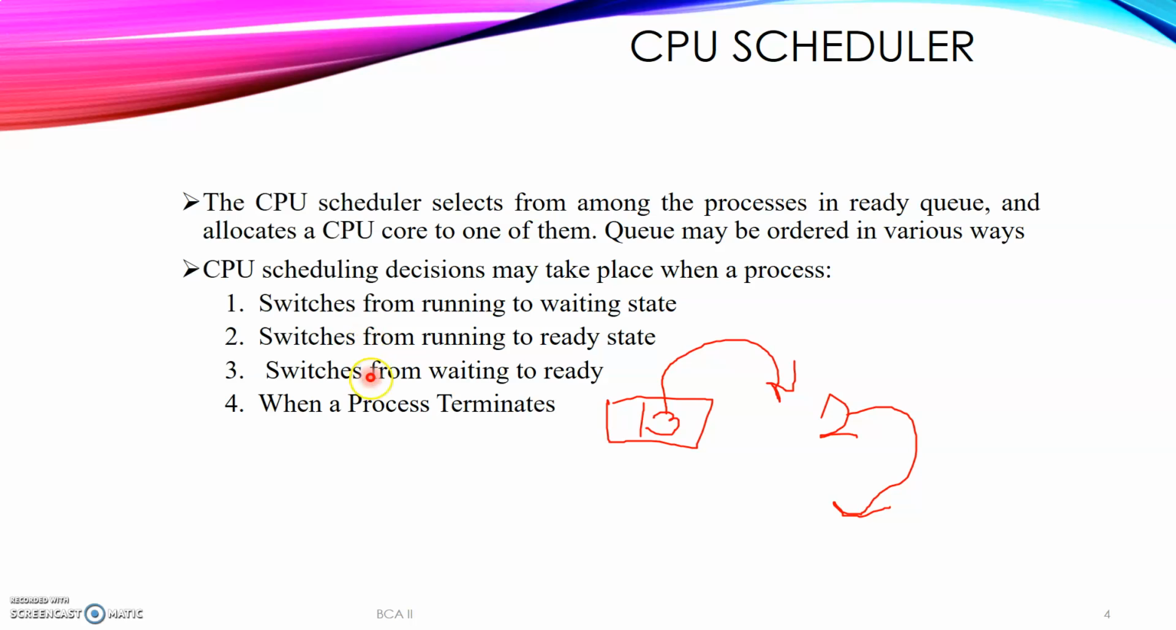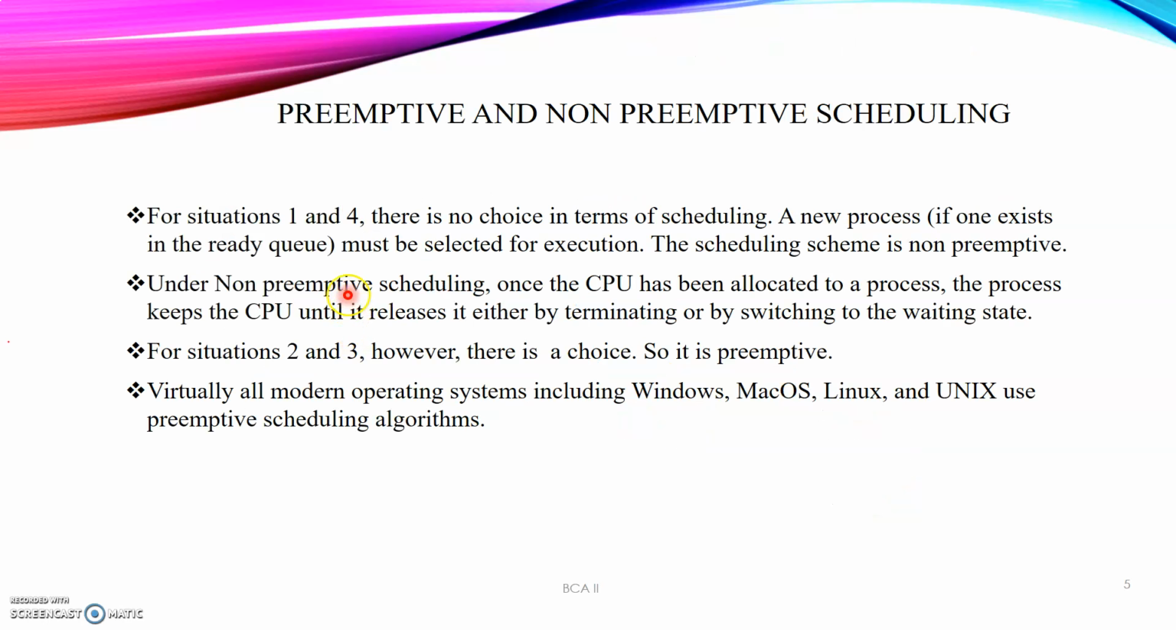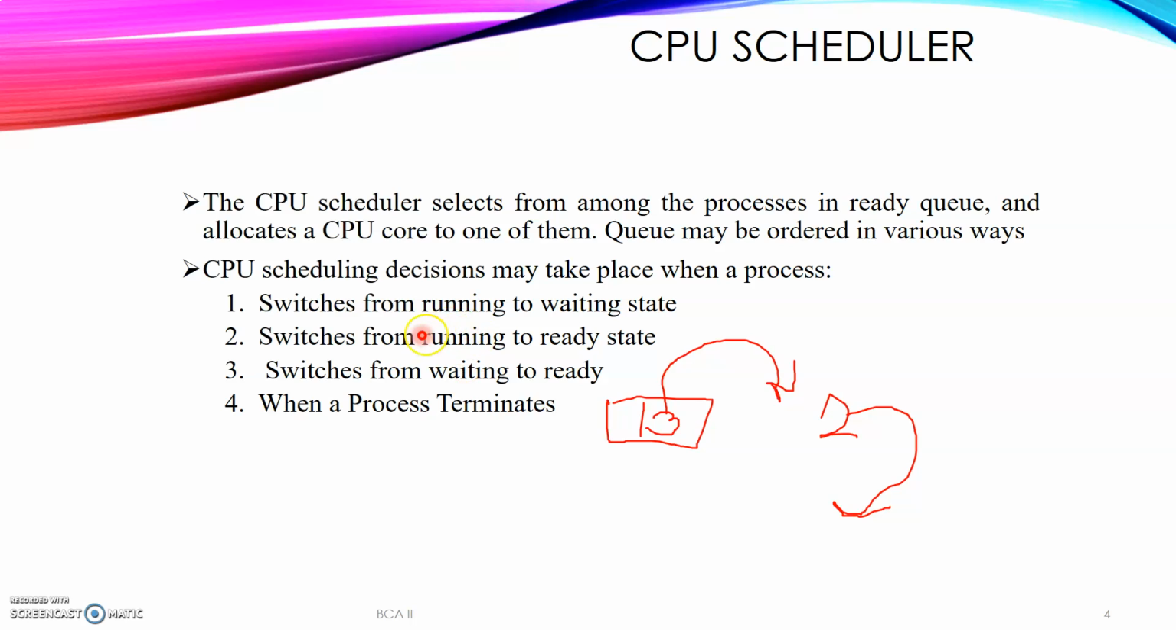But in situations 2 and 3, there is a choice for the CPU as to which process is to be selected. How is this case? It is like this. Say the process goes from running to ready. Say processes 1 and 4 are there. The fourth process is running and due to some interrupt it goes directly to the ready queue.